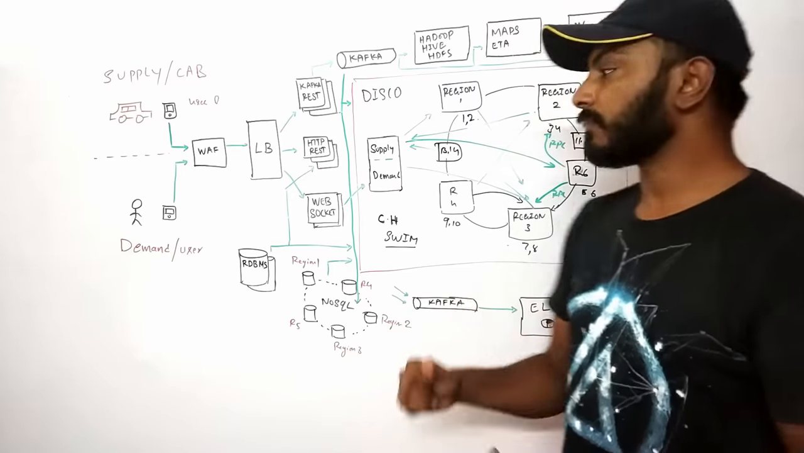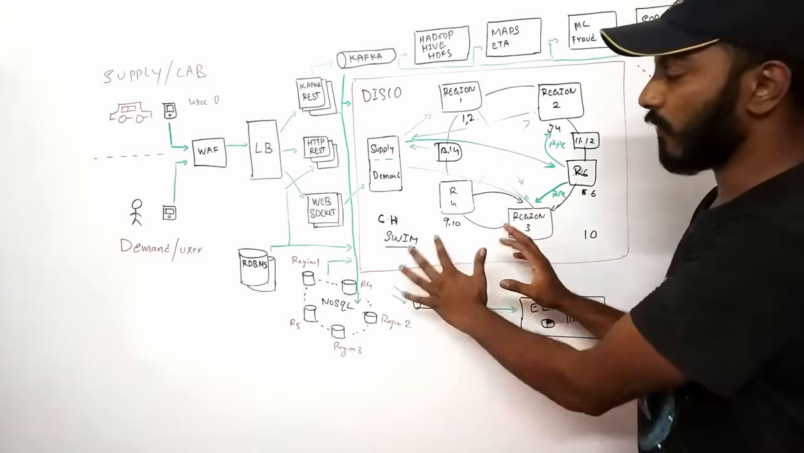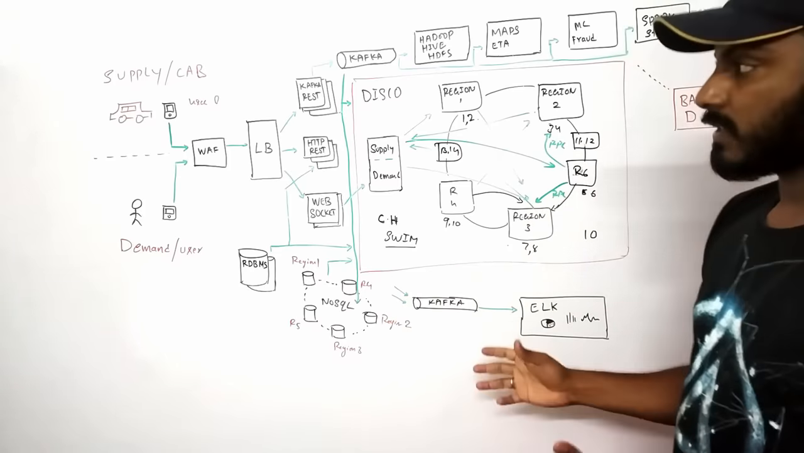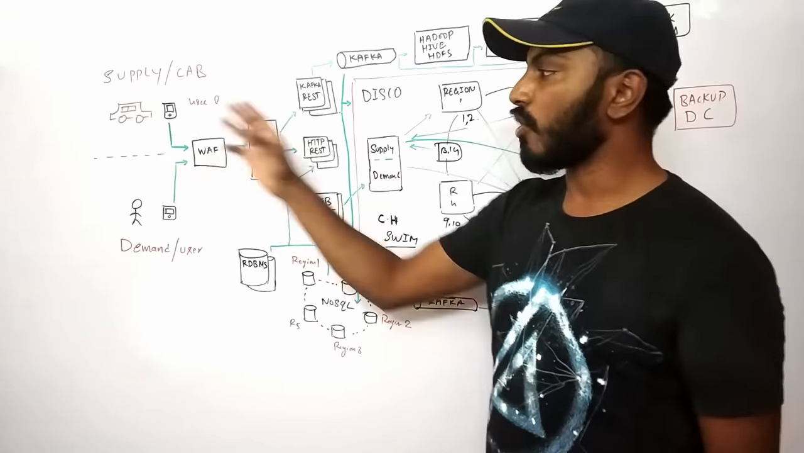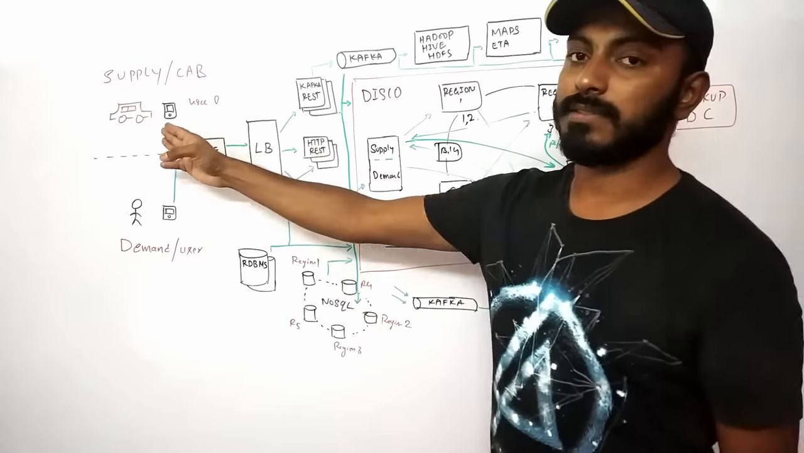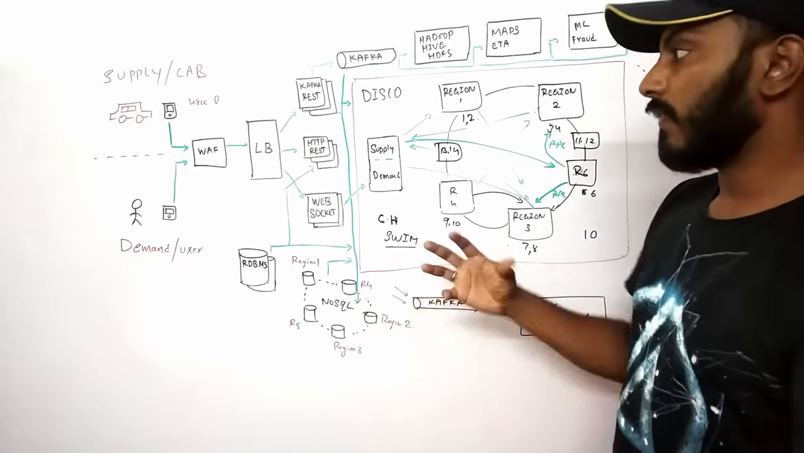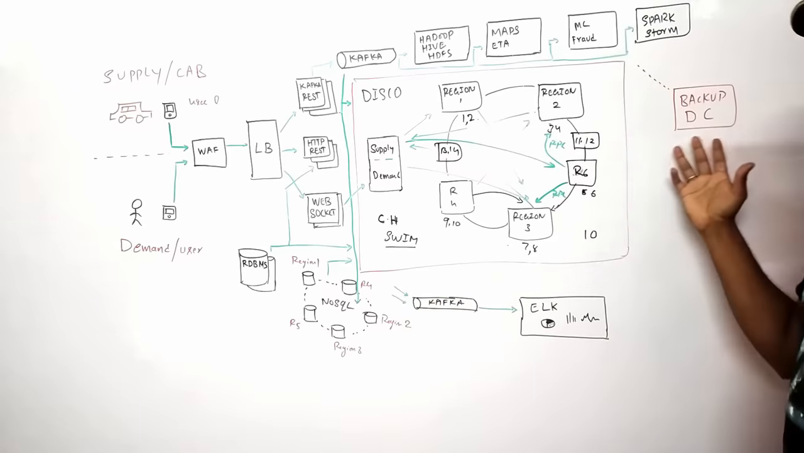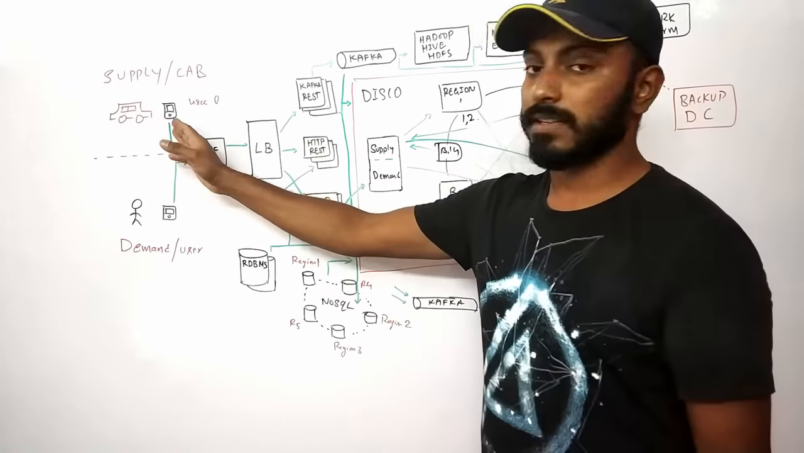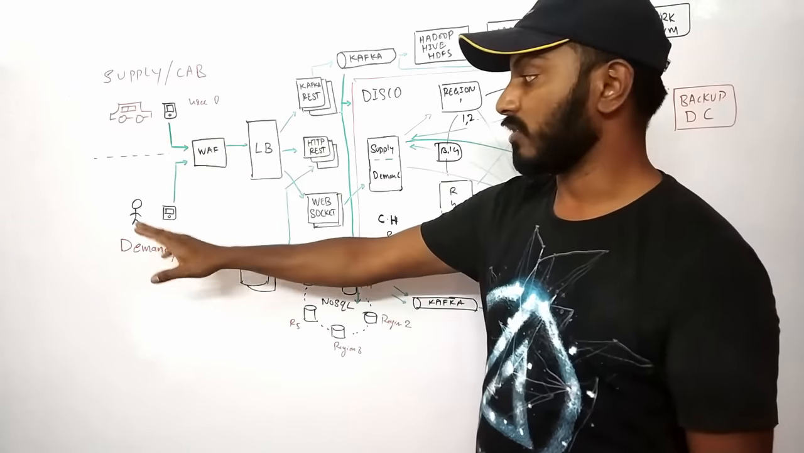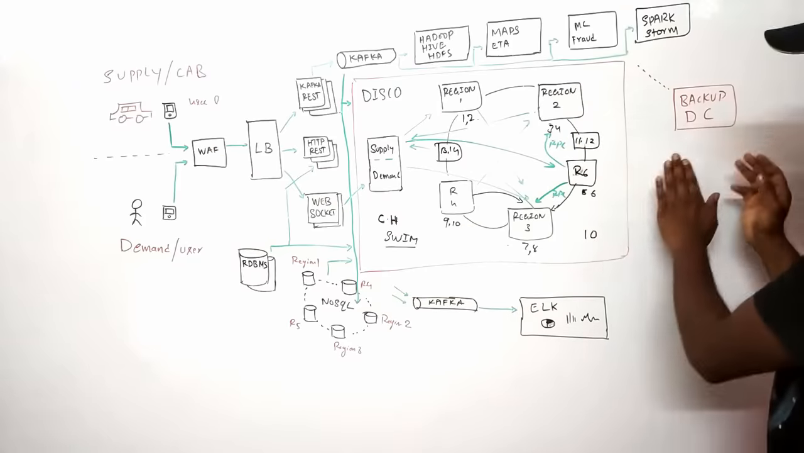Say for example, this data center went down. The next time the app makes a call to this data center, it learns that this system is not available. Then the backup data center kicks in, and the driver application and the rider application are now talking to the backup data center.